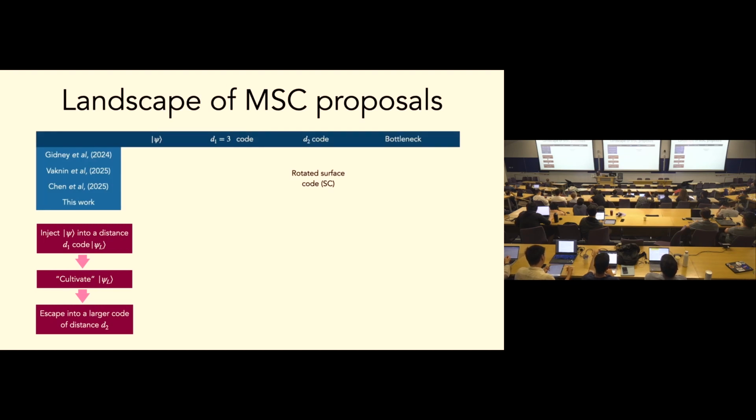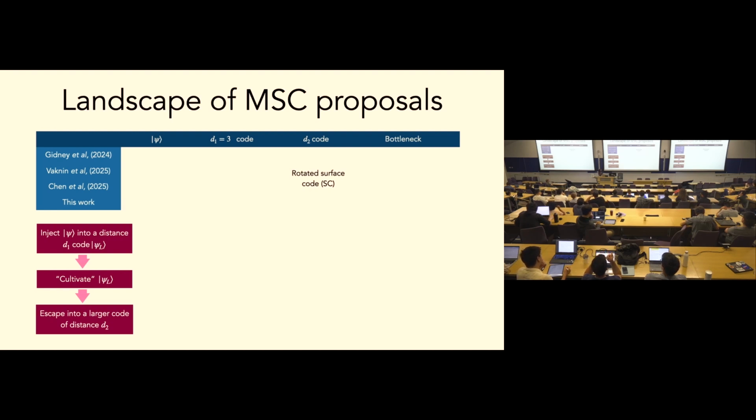So we have the initial state psi, the original D1 code. For now, we'll fix the distance D1 to be 3. All the protocols that we're discussing today, including our own, choose the D2 code to be the rotated surface code. There are several reasons for this. The rotated surface code has relatively low space-time overhead. It has easy to understand and implement logical gates, and the decoders are fast and accurate.